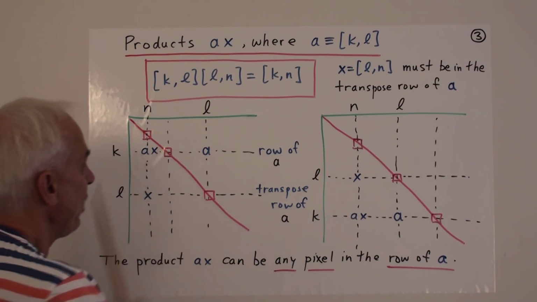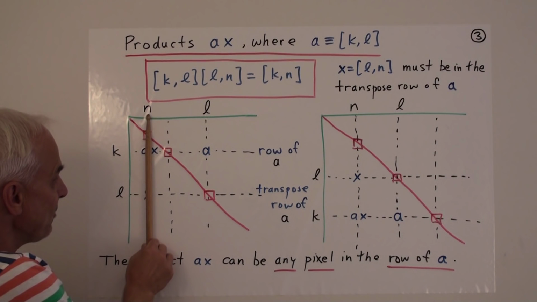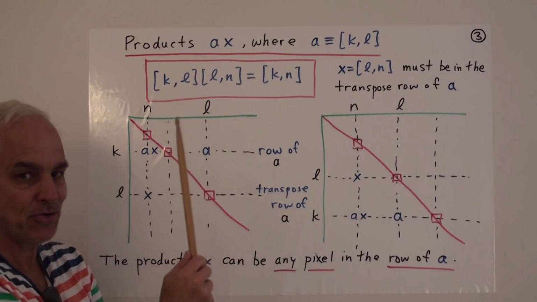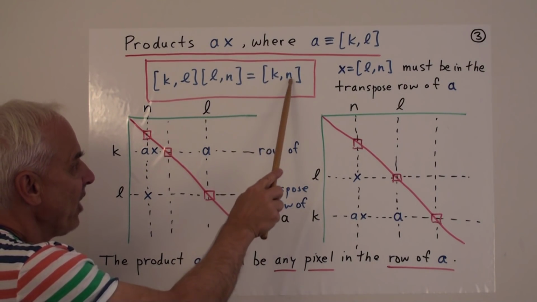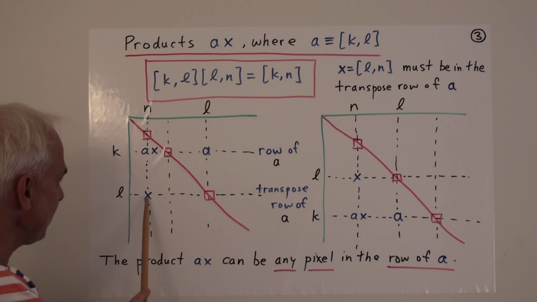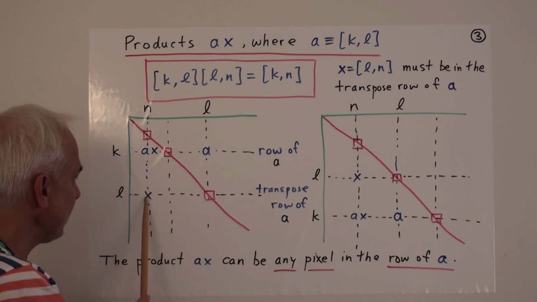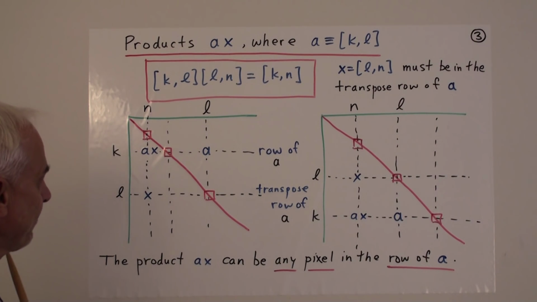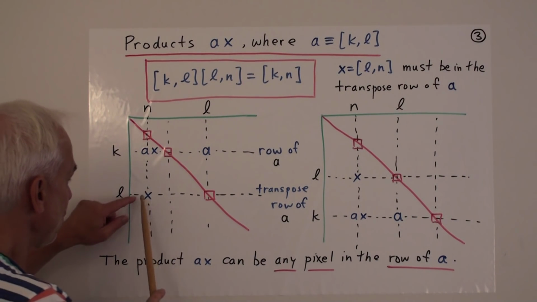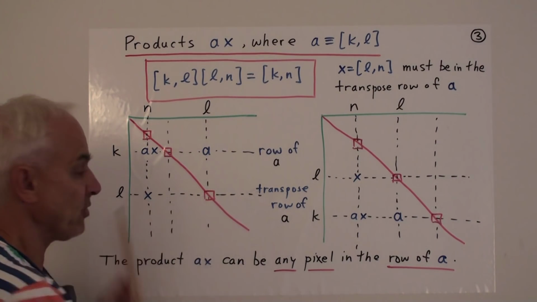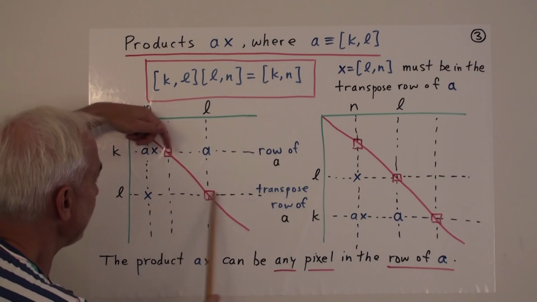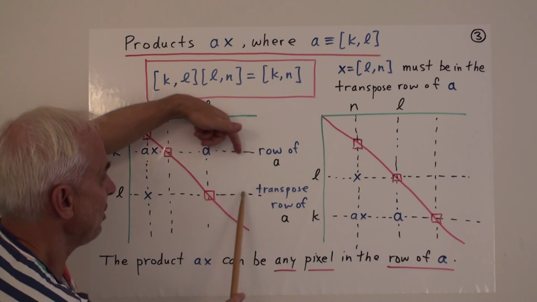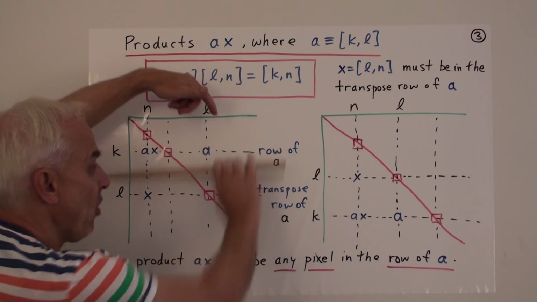And where in that row is it? Well, it's the same column as our point X. So X has second entry N, and so AX also has second entry N. That's telling us that if we know where X is, then AX is in the column of X. And notice that X could be anywhere along this transpose row, and wherever X is on that transpose row, the AX product is correspondingly in the same column, but just in the row of A.